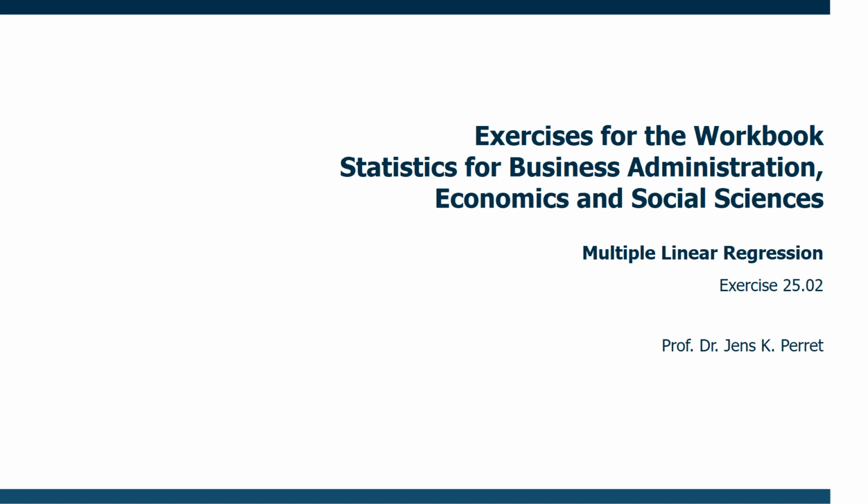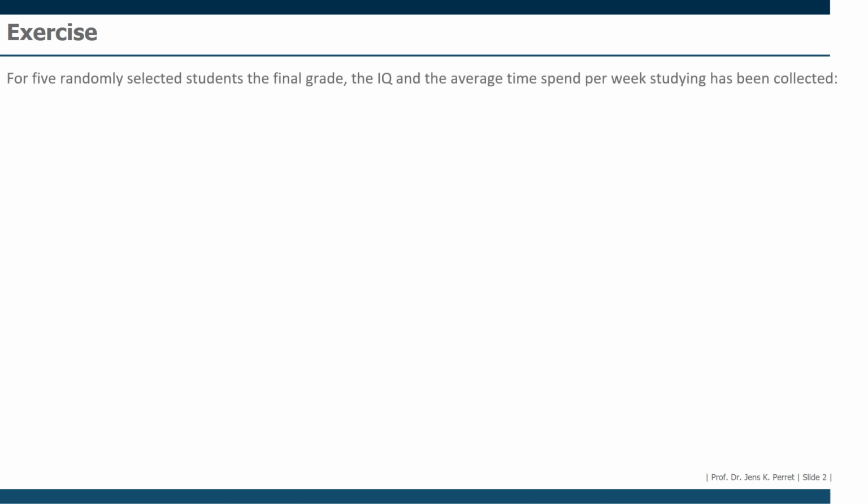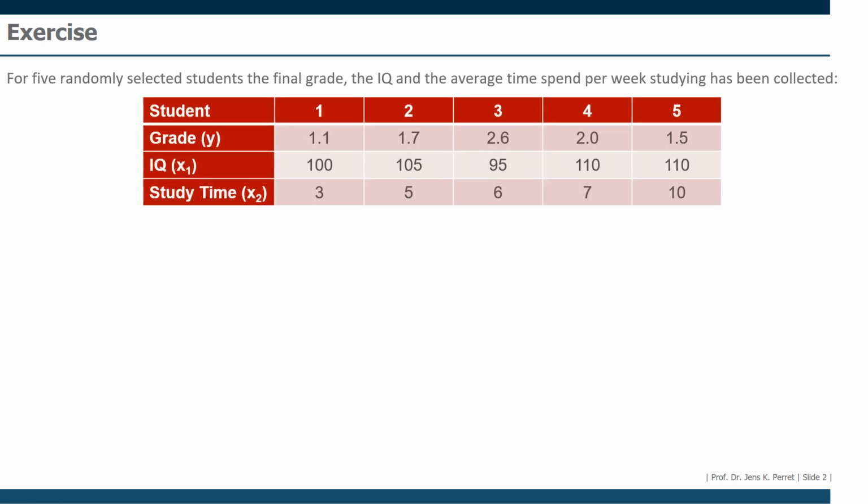Welcome to another exercise in the workbook statistics, this time on the topic of multiple linear regressions. Let's have a look at the exercise. Here we have, for 5 randomly selected students, the final grade, the IQ and the average time spent per week studying, which gives us this table.